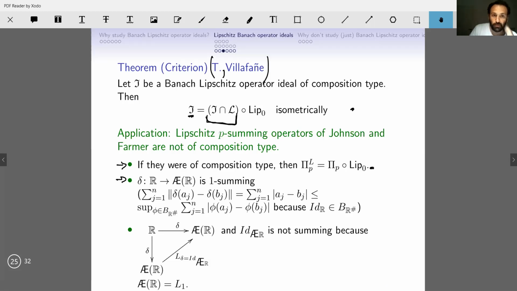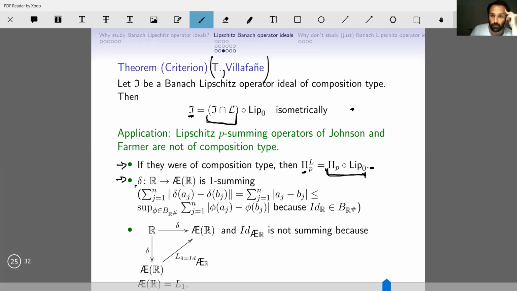Second, one can see that this delta map from R to the Rn cells space of R is one-summing, and hence it's p-summing, for it's Lipschitz one-summing and Lipschitz p-summing for any p. So this belongs to the class of Johnson and Farmer. But if that delta belongs to this class, we are saying that the linearization of this delta must be linear p-summing. But the linearization of this delta is exactly the identity of the Rn cells space of R.